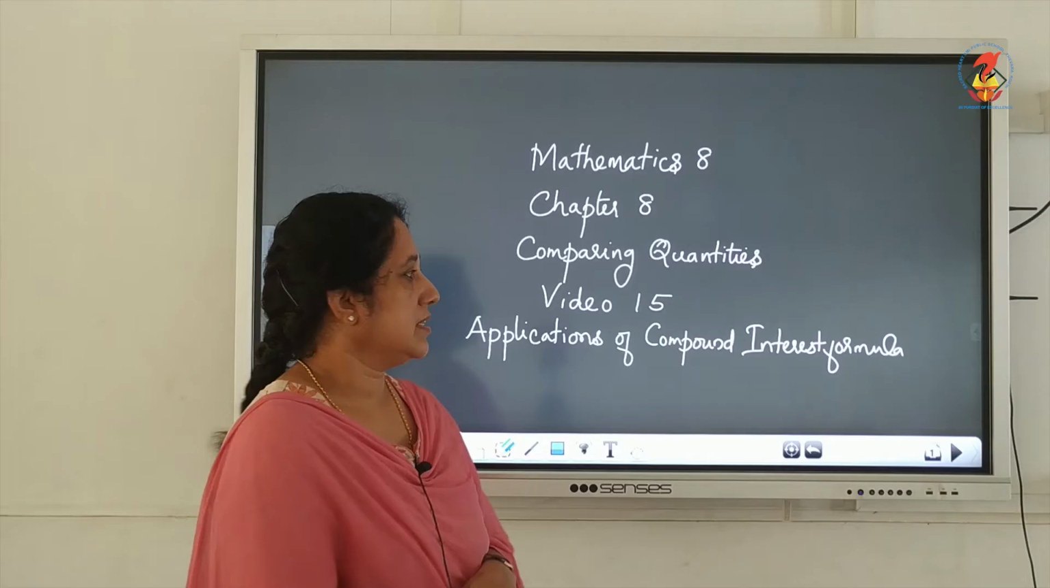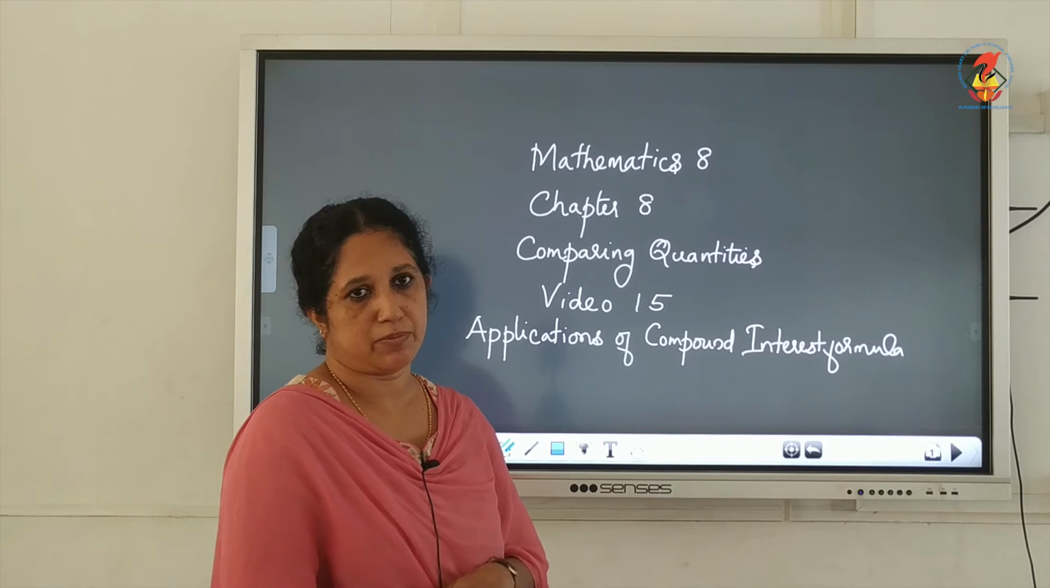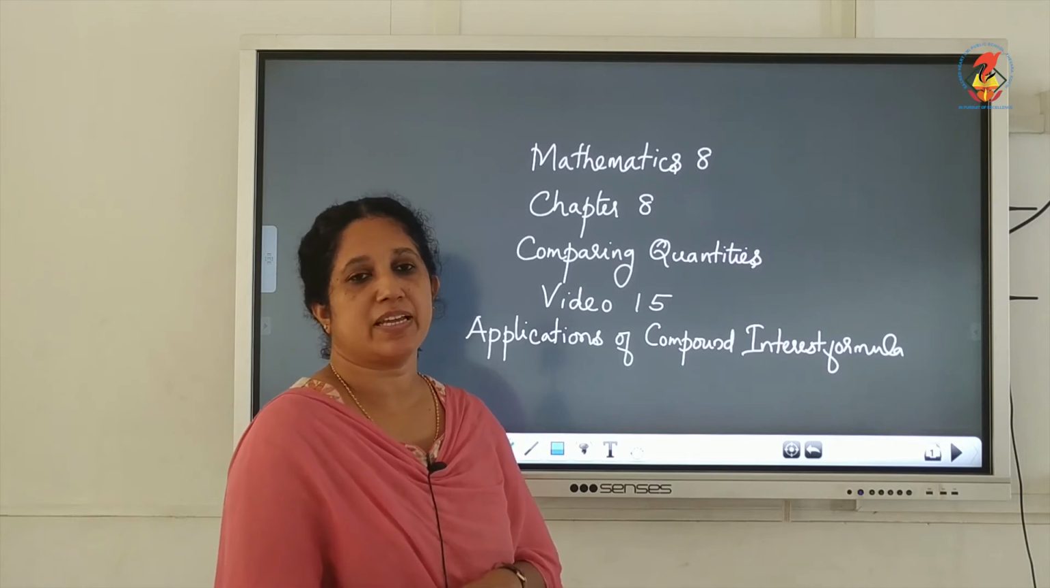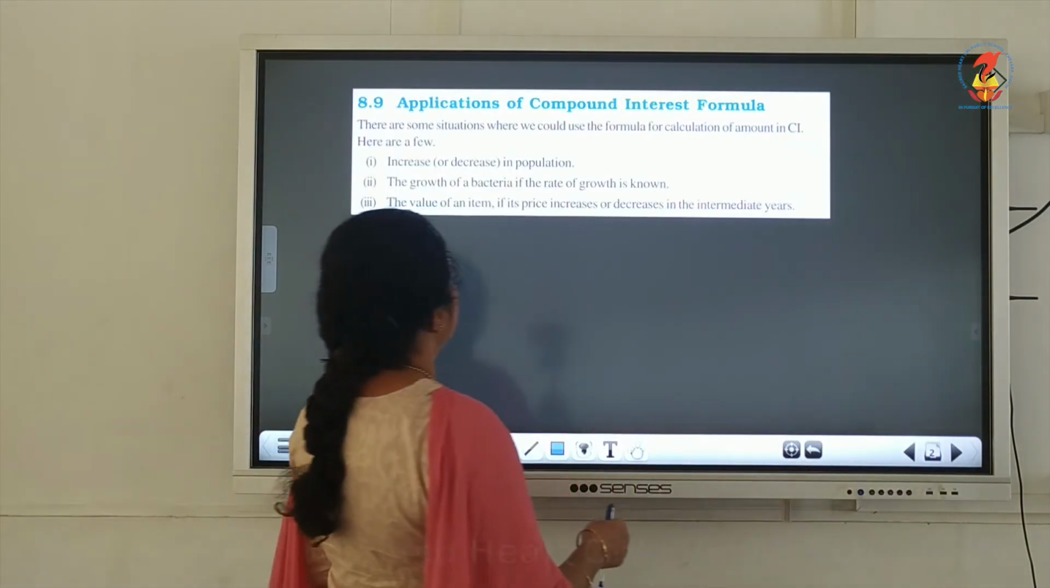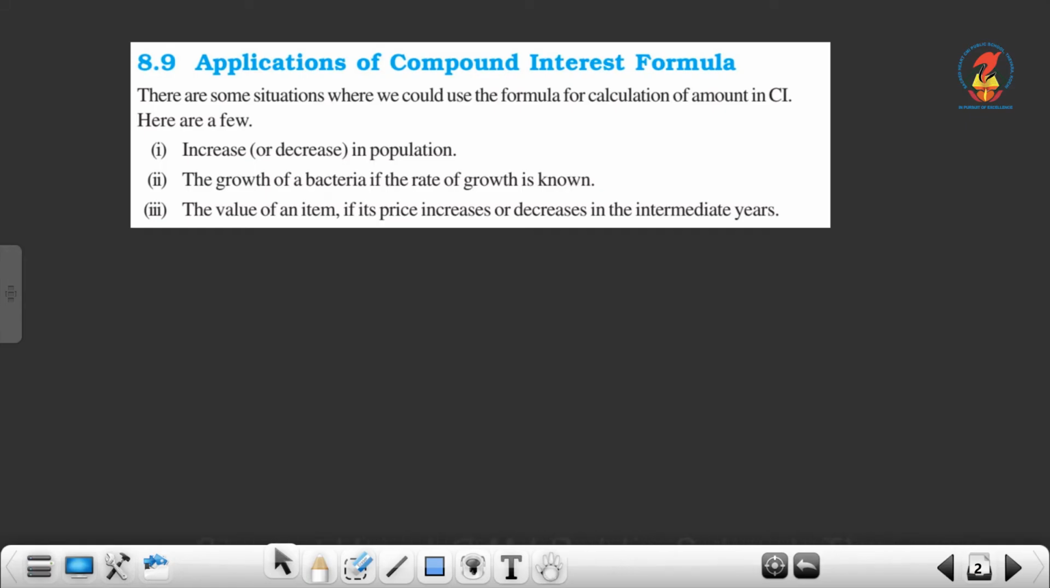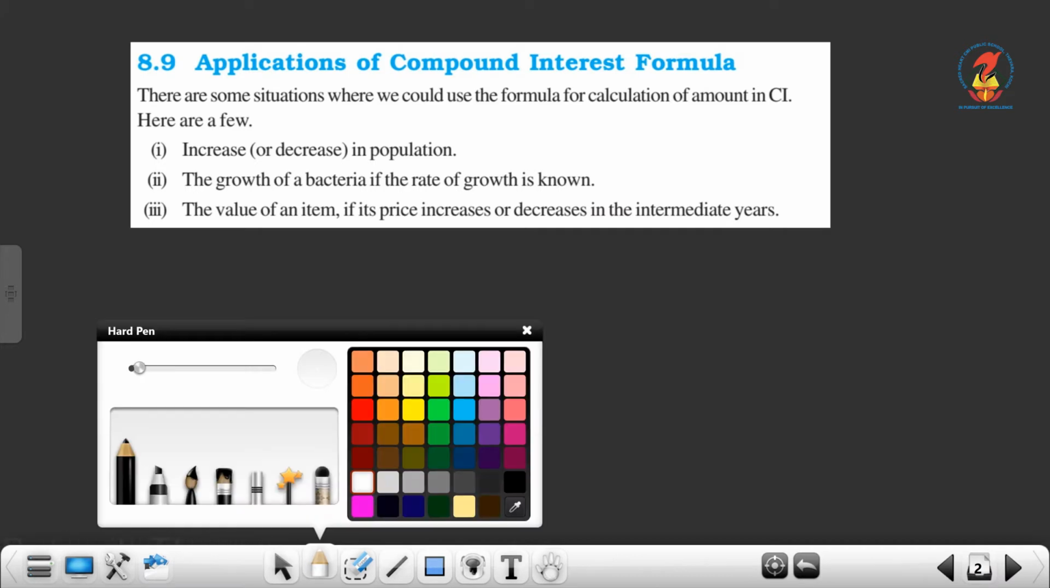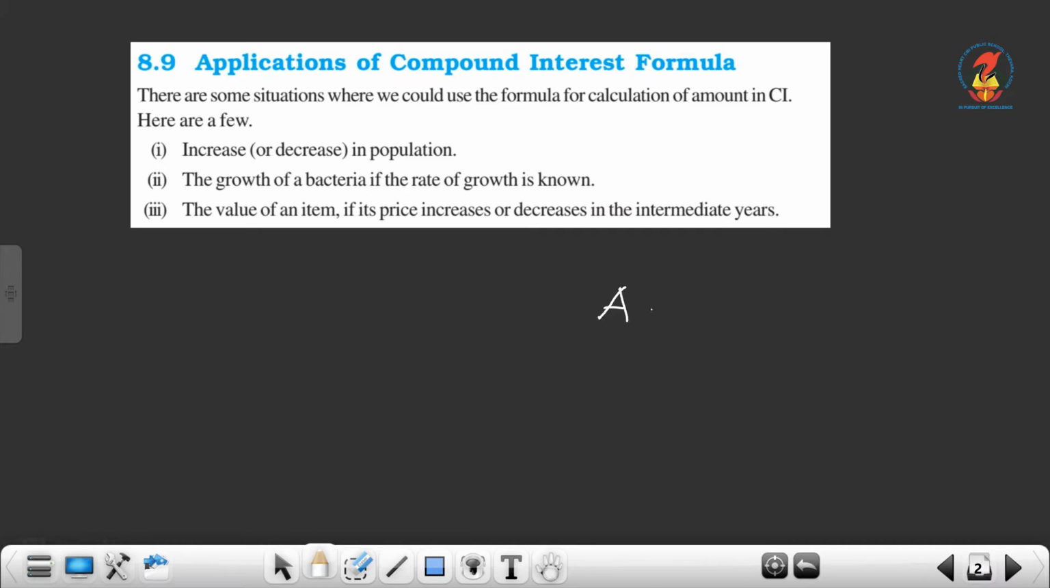Our next topic is applications of compound interest formula. In some situations, we can apply the compound interest formula. There are some situations where we could use the formula for calculation of amount in compound interest. So we know that we can find out the amount using the formula: Amount is equal to P into 1 plus R by 100 whole raised to N.